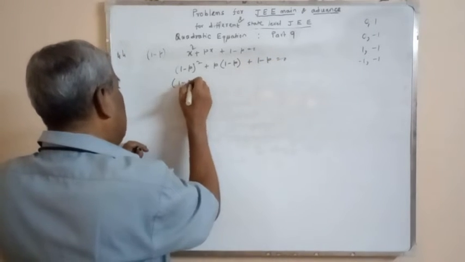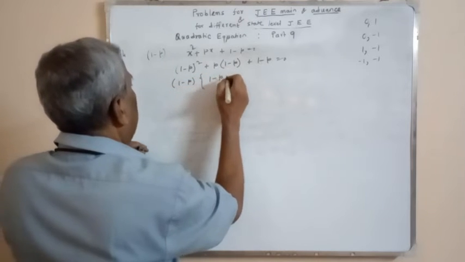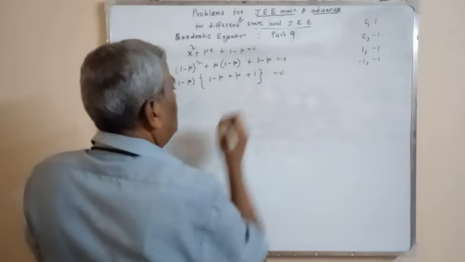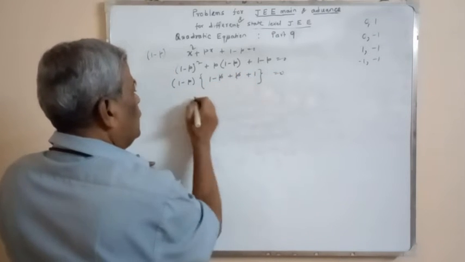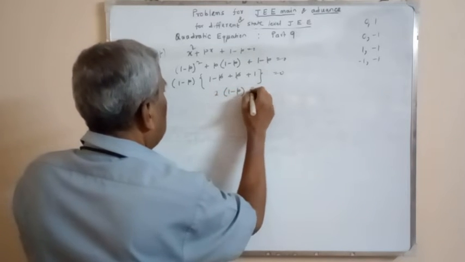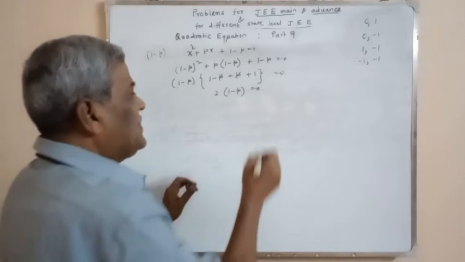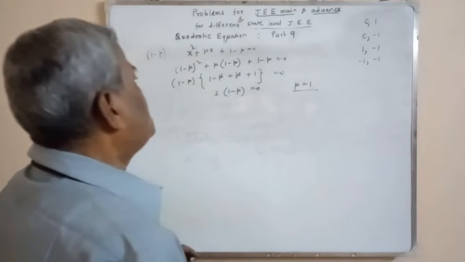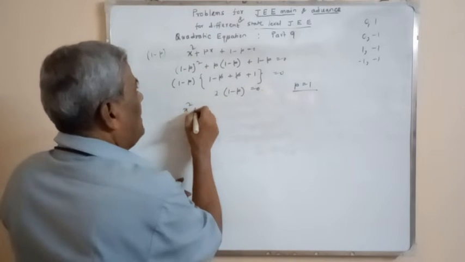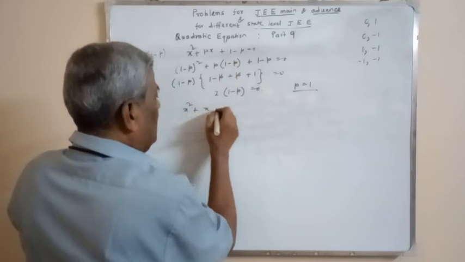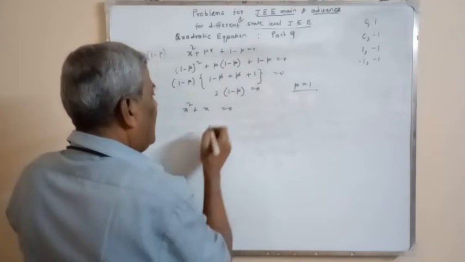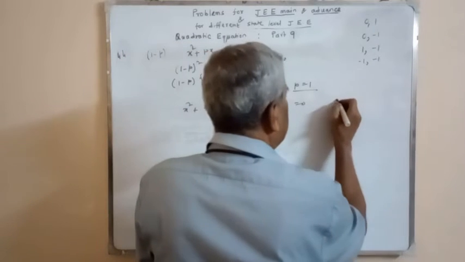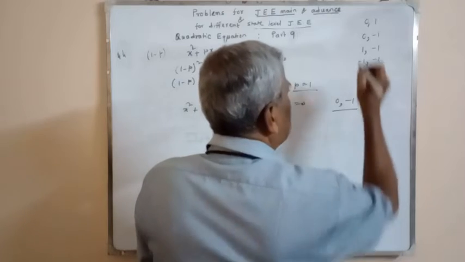So 1 minus p can be taken common. 1 minus p plus p plus 1 is equal to 0; the p cancels, so together it is 2. So 2 into 1 minus p is equal to 0. So the only alternative is that p is equal to 1. Hence the equation becomes, putting p is equal to 1, x square plus x is equal to 0. That is x into x plus 1 is equal to 0. So roots are 0 and minus 1. So the second option is correct.